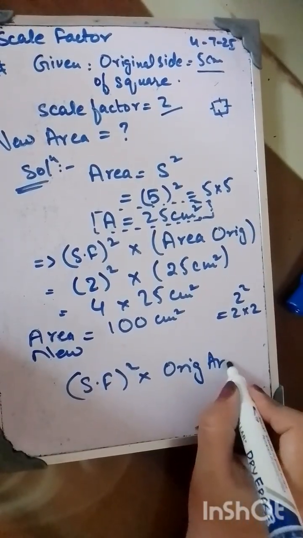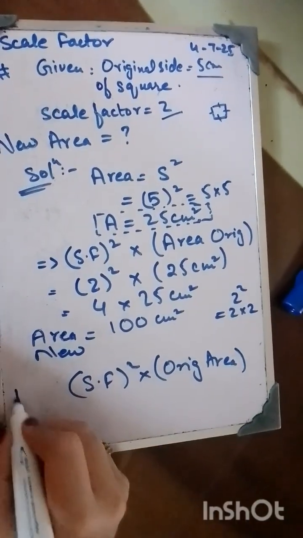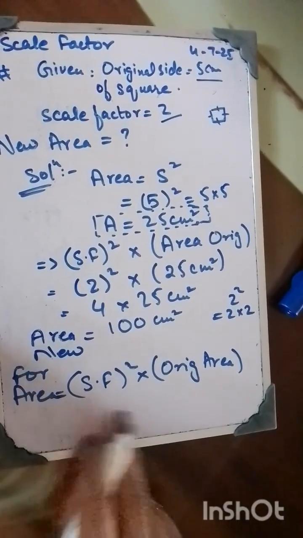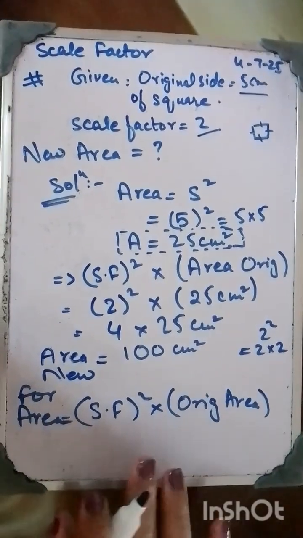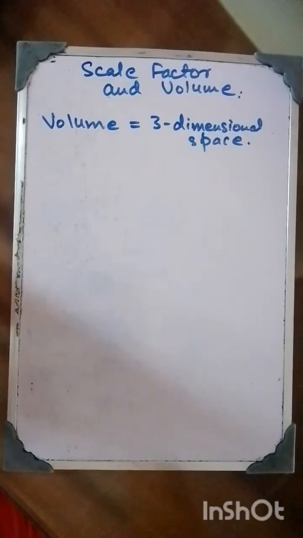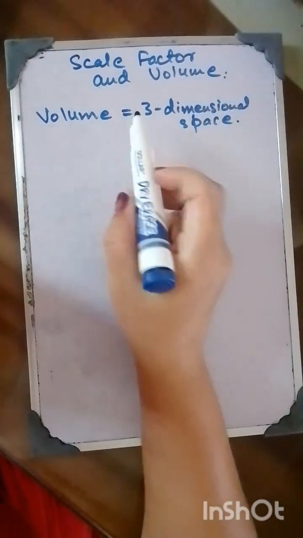So what we have just done is squared the scale factor and times it with the original or the older area. So in order to find out the new area, this is the simplest formula using scale factor.